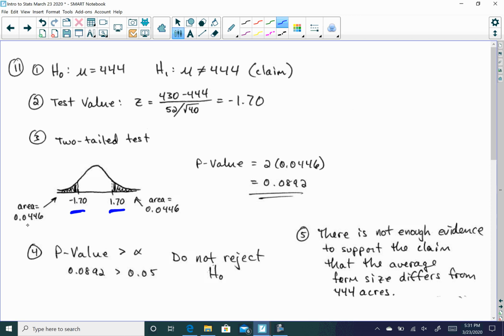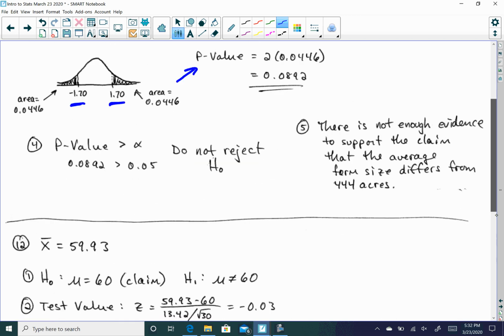So finding the area on each side, we need to double this, or add them together, to get the whole p-value, which is almost 9%. Comparing this, our alpha is 5%, so our p-value is greater than alpha. Our decision is to not reject the null hypothesis. There is not enough evidence to support the claim. So if we do not reject the null hypothesis, it's like we have to go with it. So there is not enough evidence to support our claim that the average farm size differs from 444 acres.